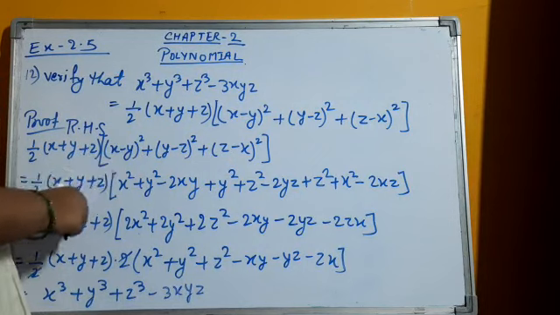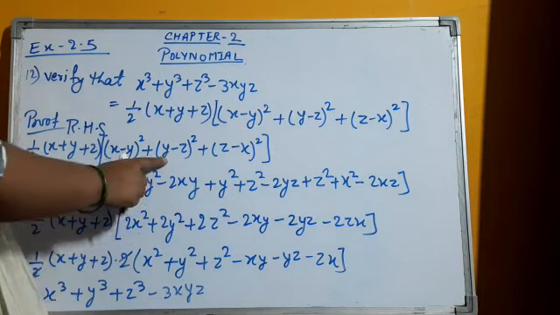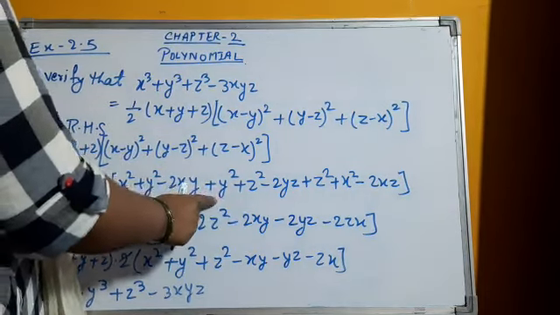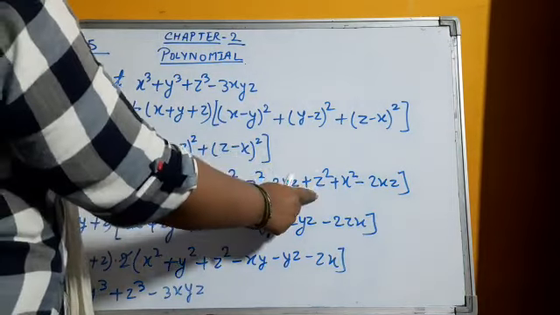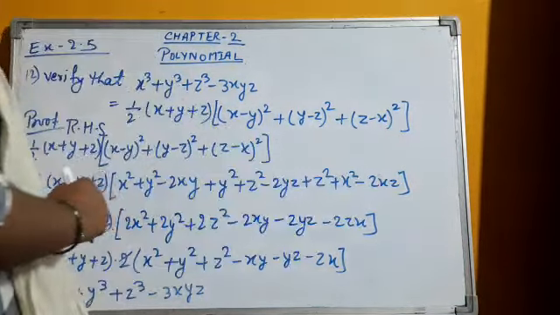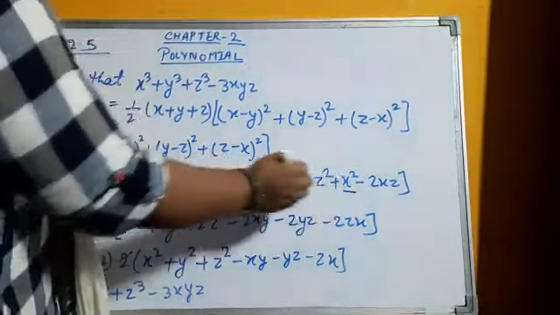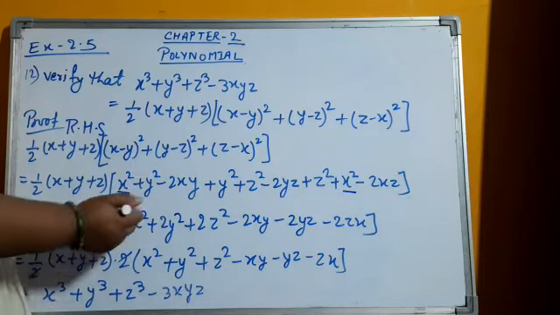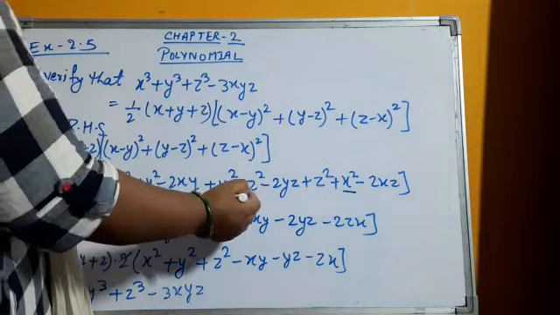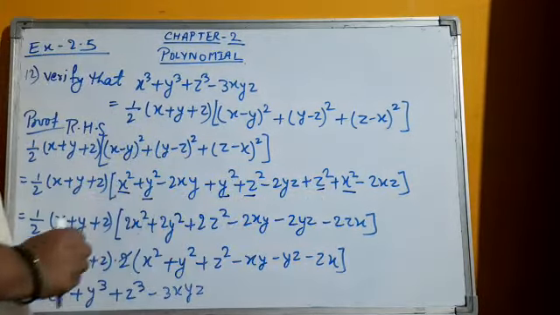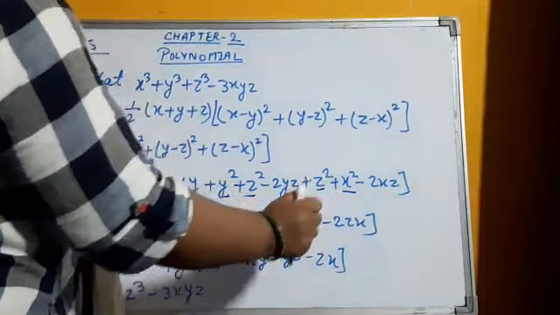(x minus y) whole square by formula we can write x square plus y square minus 2xy. (y minus z) whole square is y square plus z square minus 2yz. And (z minus x) whole square is z square plus x square minus 2xz. When you see inside the bracket, you get 2 times x square, next step we can write 2x square, 2 times y square, which can be written as 2y square, and 2 times z square can be written as 2z square, minus 2xy minus 2yz minus 2zx.